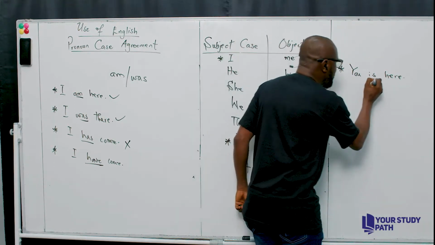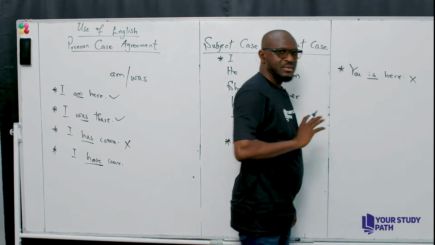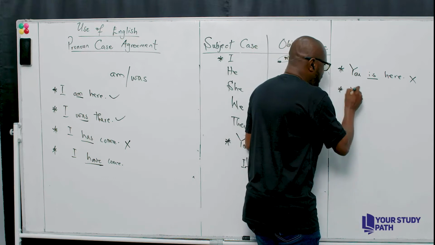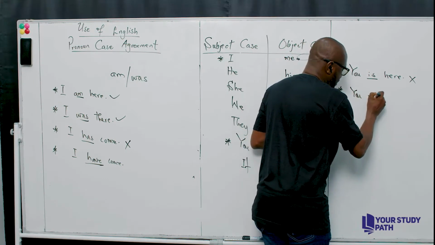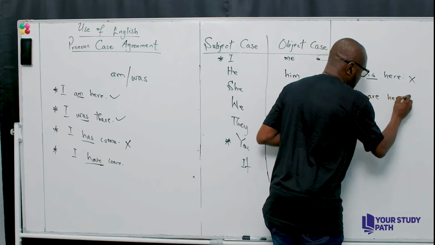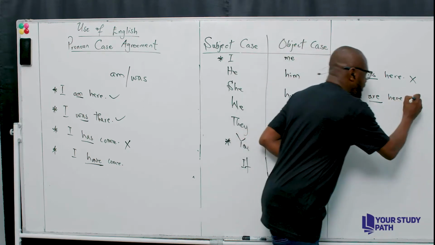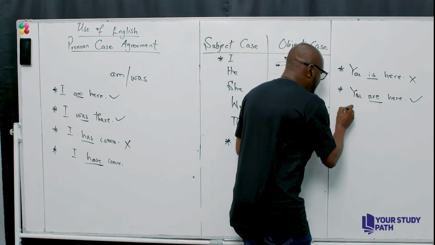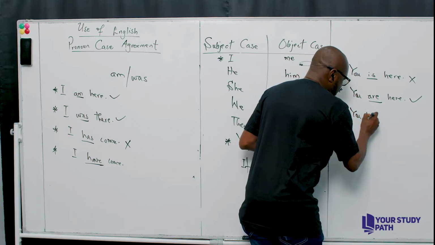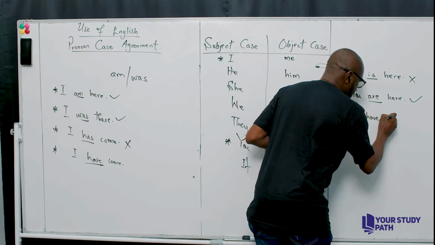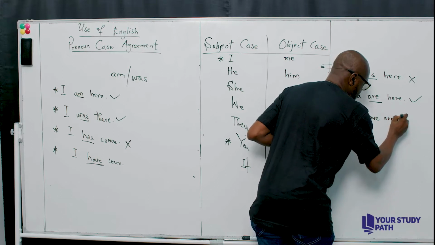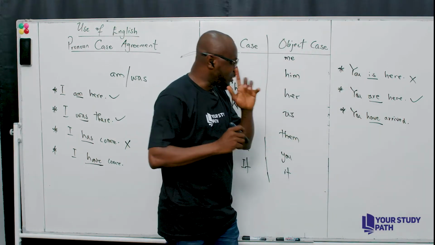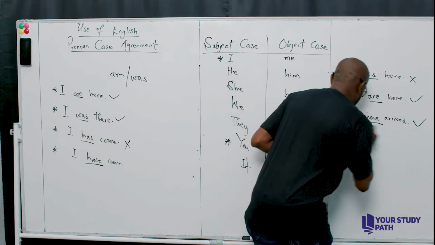So we can't say "you is here." This is grammatically wrong. But we can say "you are here." And that's correct. We can as well say "you have arrived."